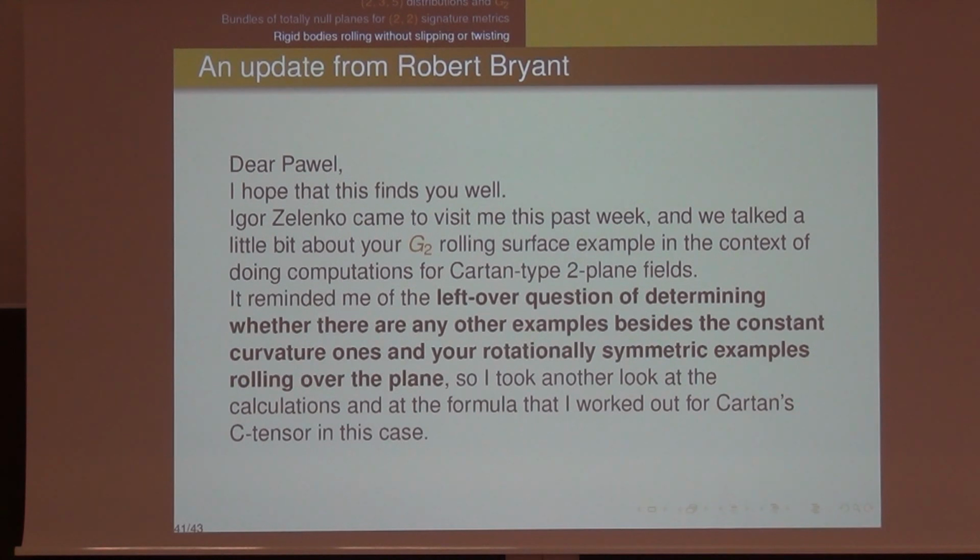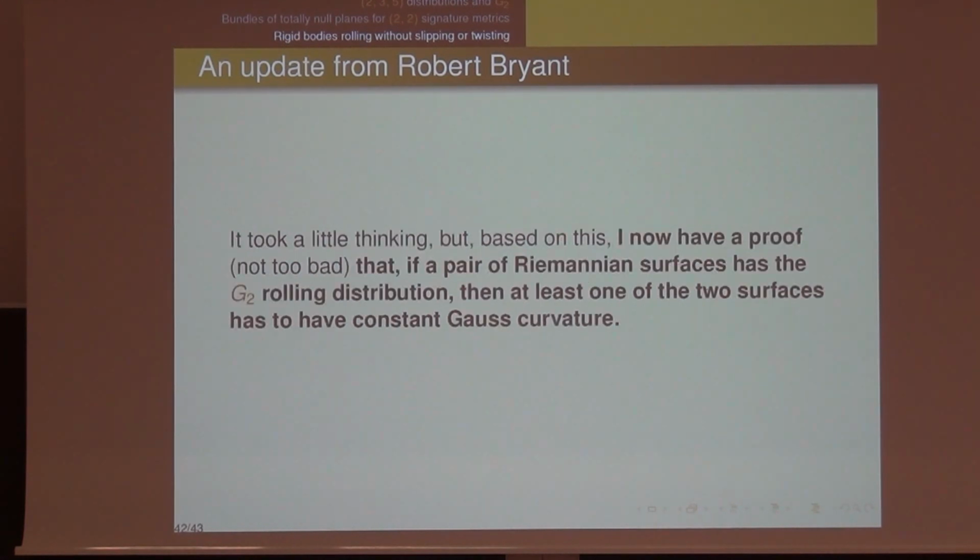it reminded me of the leftover question of determining whether there are any other examples besides the constant curvature ones and your rotationally symmetric examples rolling over the plane, having this G2 symmetry. So I took another look at the calculations and at the formula that I worked out for Cartan's C-tensor, this Cartan quartic. It took a little thinking, but based on this, I now have a proof that if a pair of Riemannian surfaces has the G2 rolling distribution, then at least one of the two surfaces has constant curvature. So our assumption that one has constant curvature was not so stupid.